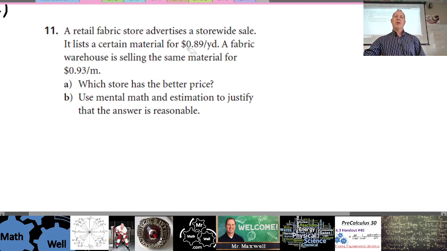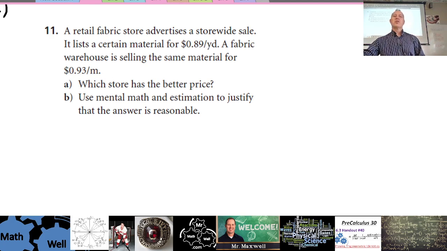If you looked at this price and just said, hey, it's 89 cents per yard, 89 cents is less than 93, so that's a better deal. Well, you don't know that for sure, because yards are a little smaller than meters, right? So you're paying less for something that's smaller. So how do you know if that's really a better deal or not?